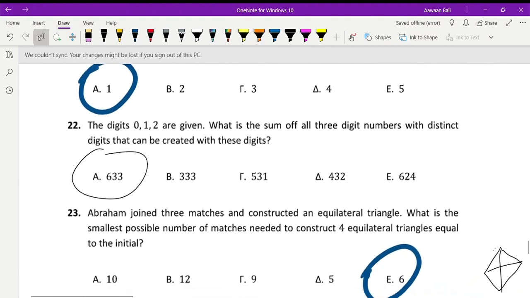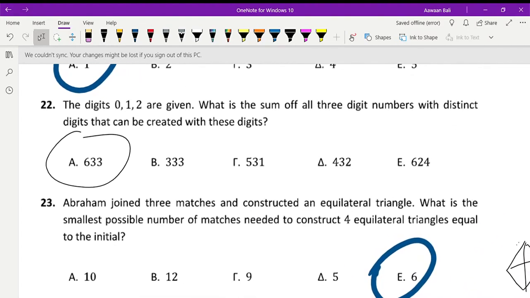Now, question number 22. The digits 0, 1, and 2 are given. What is the sum of all 3 digit numbers with distinct digits that can be created with these digits?